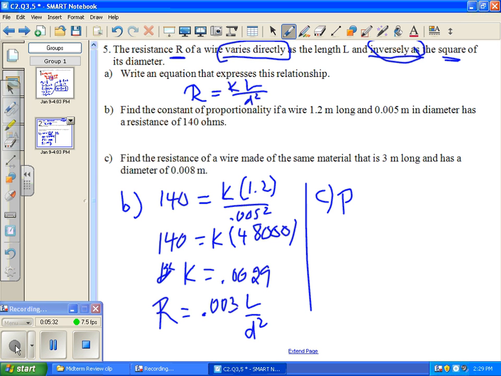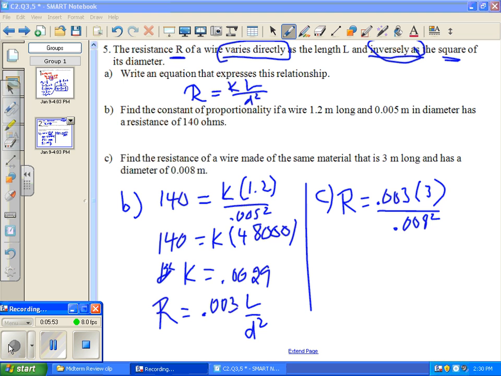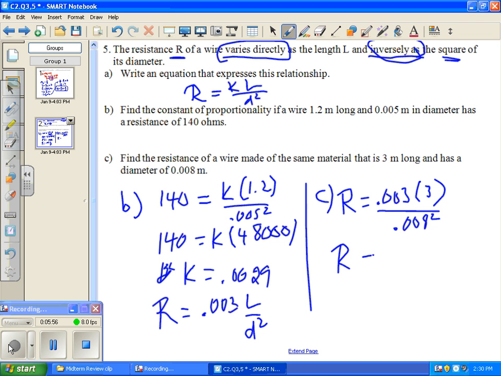Now in part C, we want to find the resistance for a particular wire. So R equals, now we use this K that we just calculated, times the length of the wire, which is 3, over the diameter, 0.008, squared. Just plug this in the calculator and figure it out. The resistance for this comes out to be 140.6. So not a huge difference. This is a case where we definitely want to have decimals going on. So that's the answer.